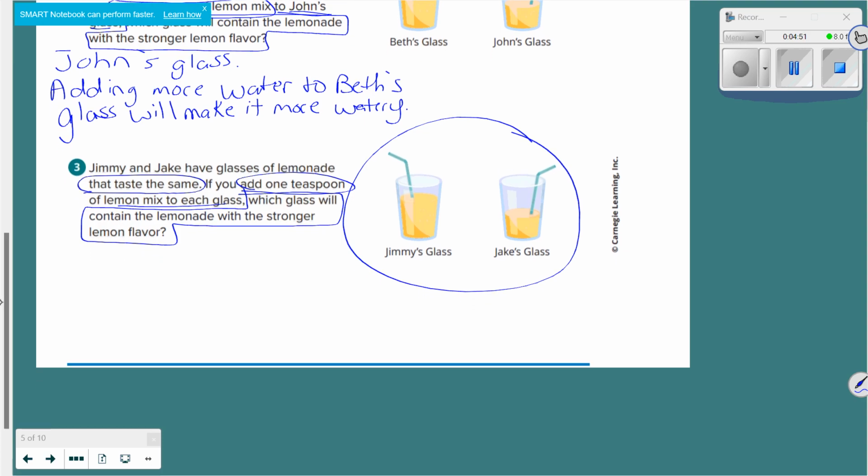So let's think about it again and vote again. Who thinks Jimmy's glass would have the stronger flavor? Who thinks Jake's glass would have the stronger flavor? Who thinks they're still the same? It is Jake's glass because he has less what? Less water. It is important that you use all of the information they give you on the page, not just the word problem. Got it? Okay, let's look at the next page.